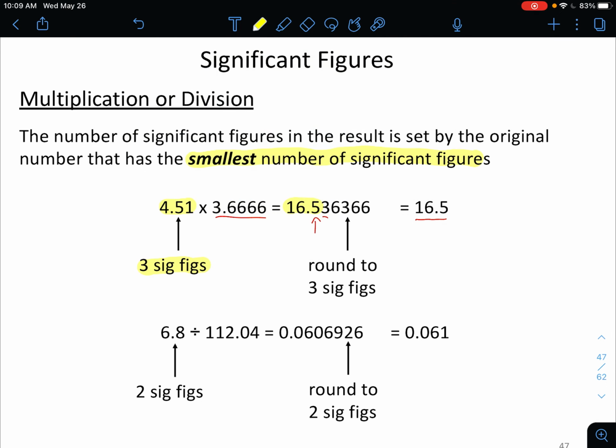Okay, in the next example, I have a value with 2 significant figures divided by a value with 5 significant figures. So my answer can only have 2 significant figures. That gets me to the 0 after the 6, right? This 0 here is going to become my cutoff number. It's followed by a 6, which is bigger than 5. So in this case, I round up to 0.061.